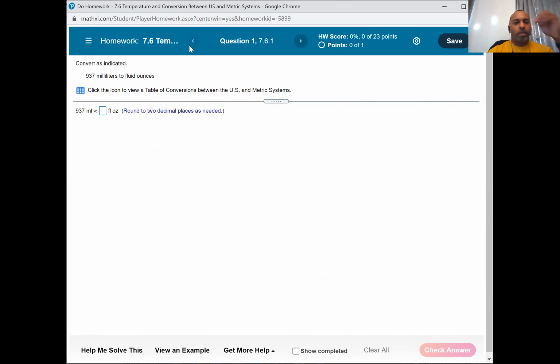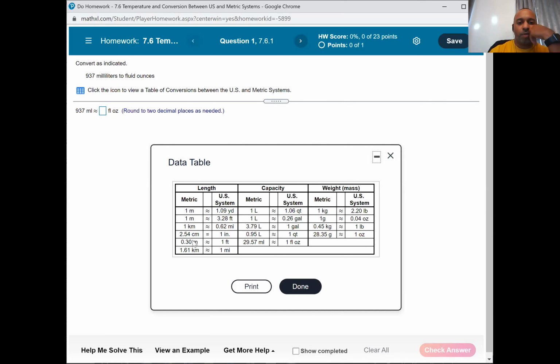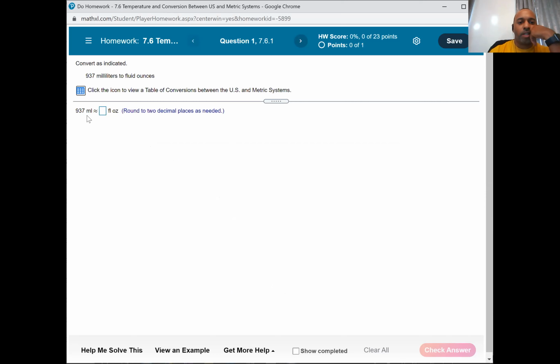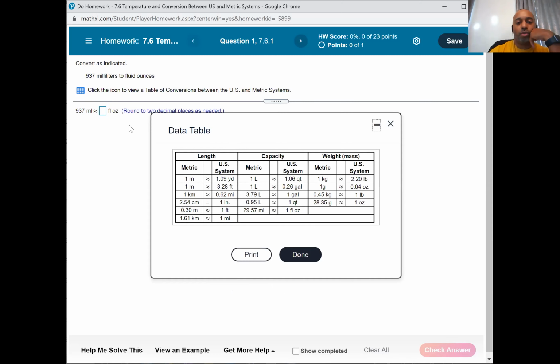All right, so we talked about doing this before, and notice they give you a conversion table right here. So 937 milliliters, they want you to convert it to fluid ounces. So you would use the conversion factor here, and you would use that as a fraction when we talked about that process.